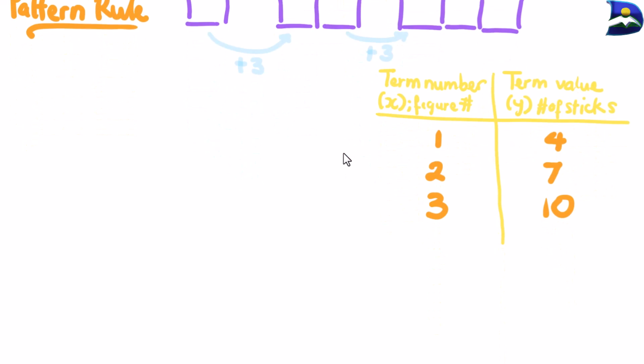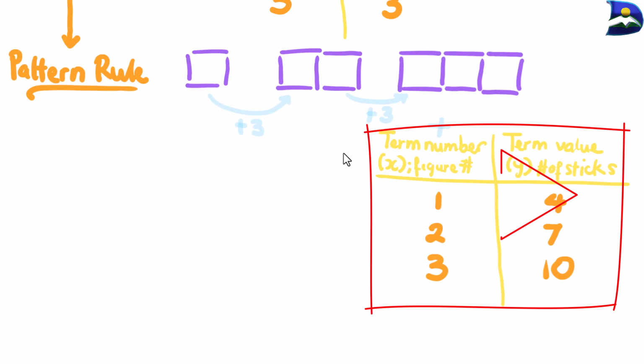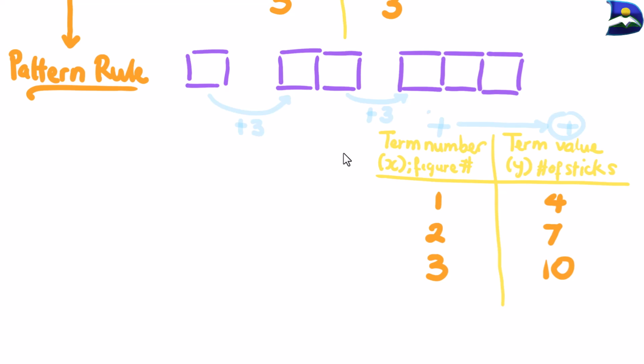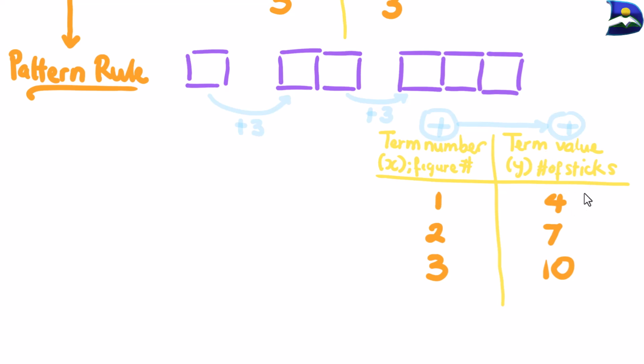Rather, we're looking at a pattern going from the term number, which is what we have right here, to the term value, which is what we have right over here. And so this here is a pattern rule that we are going to be looking at, and how to determine it is based on how your x relates to your y, how the figure number, or from our previous analysis, the number of squares to the number of sticks.